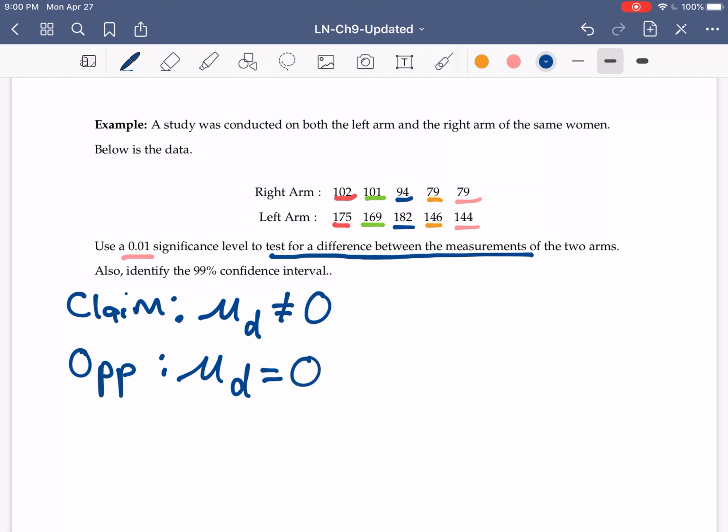Now, if you would have flip-flopped that claim and counterclaim, that would be okay. So if you said, I thought the claim was that the mean was 0, that there was no difference, and the counterclaim was that there was a difference, that's fine, because it will get all cleared out when you go to your null and alternative hypothesis. So your null hypothesis would then be the mean difference is equal to 0. The alternative is the mean difference is not equal to 0.